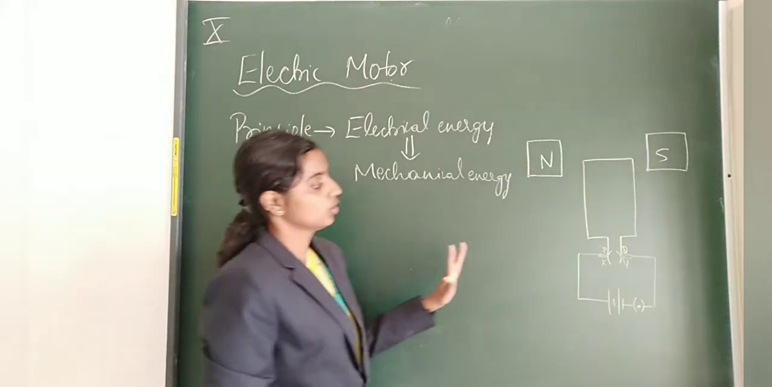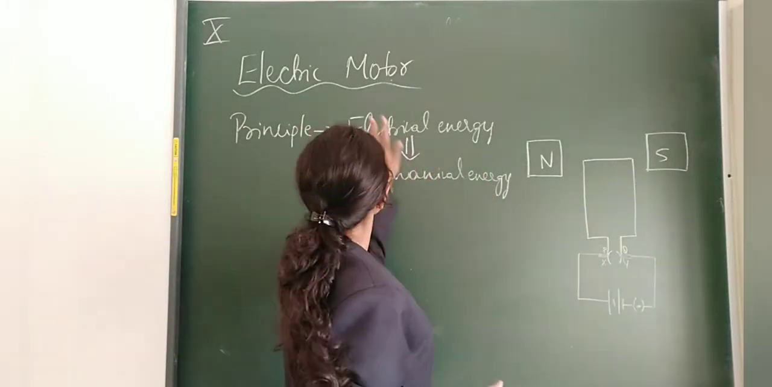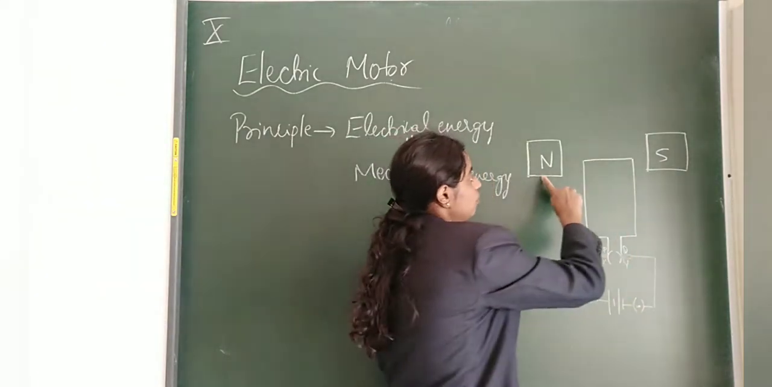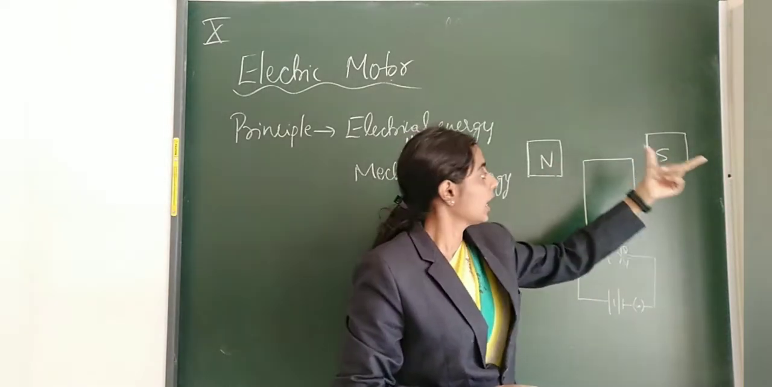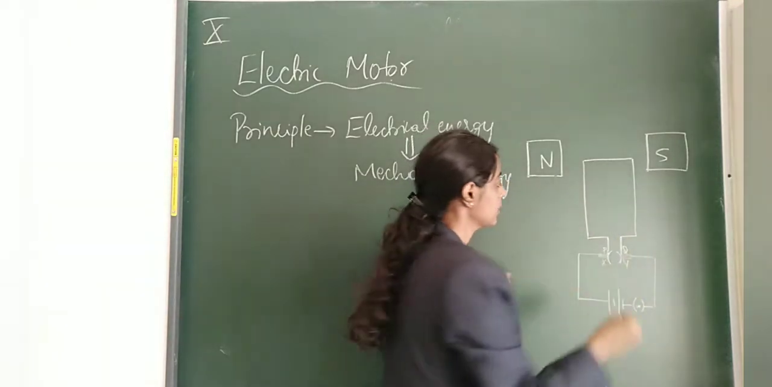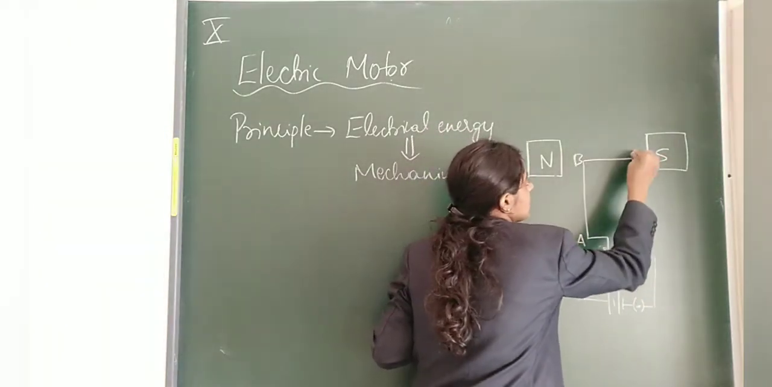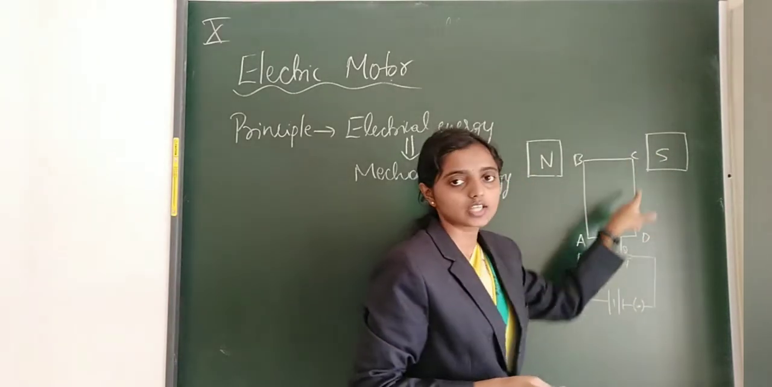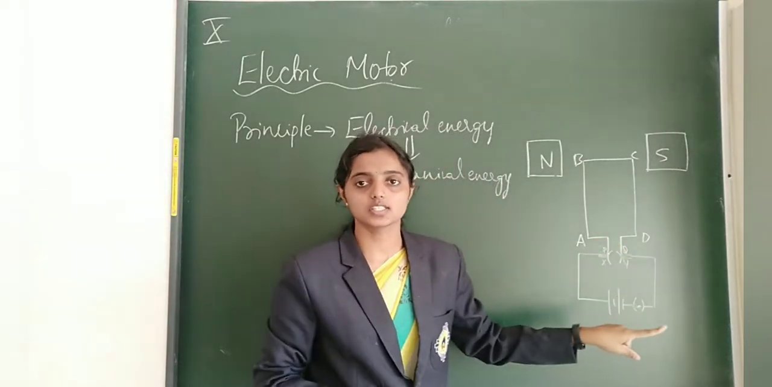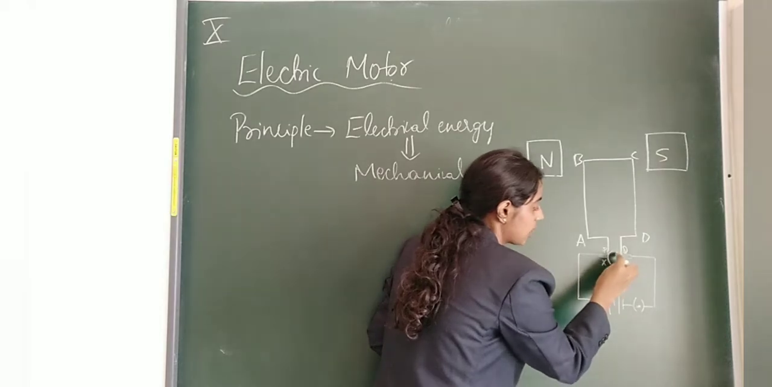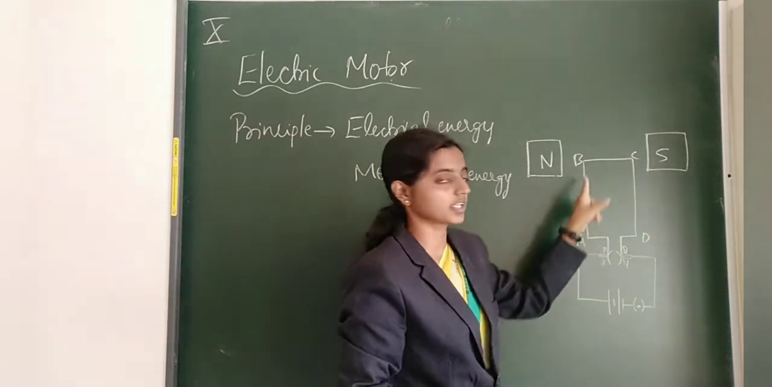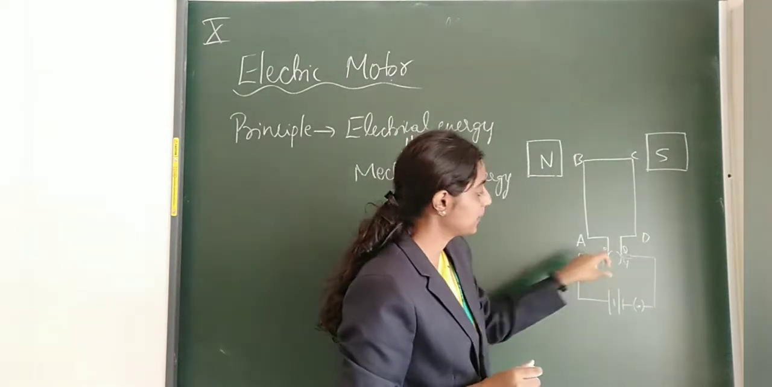Now let us take a look at a simple electric motor. Look at this figure. We have two poles, that is north and south. In between the poles there is a rectangular coil which is made up of copper. Let us name this A, B, C, D. The rectangular coil has terminals, and these terminals are attached to the half rings or split rings.